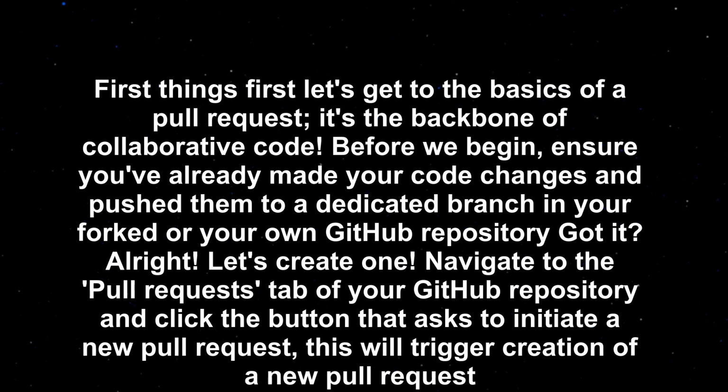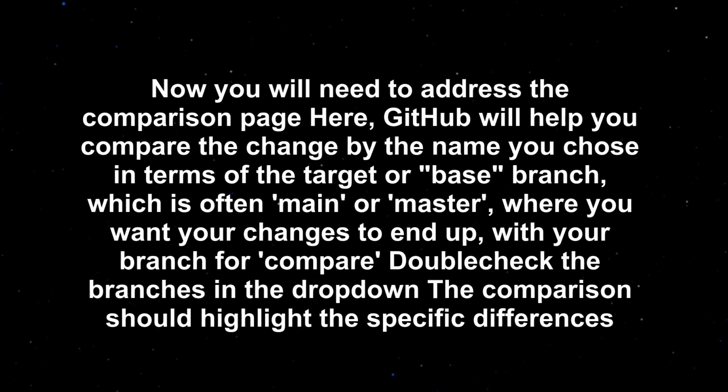Navigate to the Pull Requests tab of your GitHub repository and click the button that asks to initiate a new pull request. This will trigger creation of a new pull request. Now you will need to address the comparison page here. GitHub will help you compare the change by the name you chose in terms of the target or base branch, which is often main or master, where you want your changes to end up.